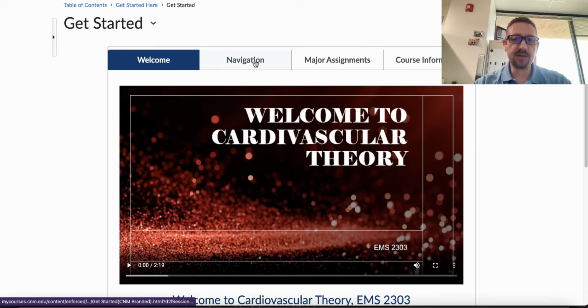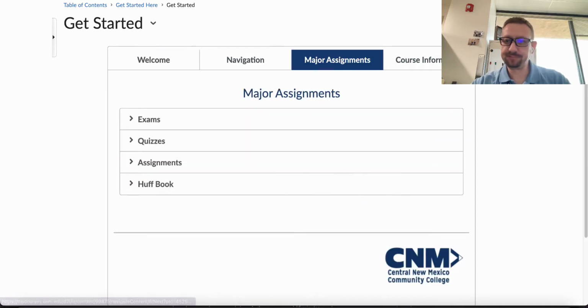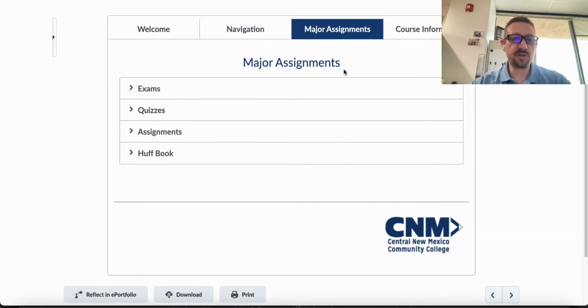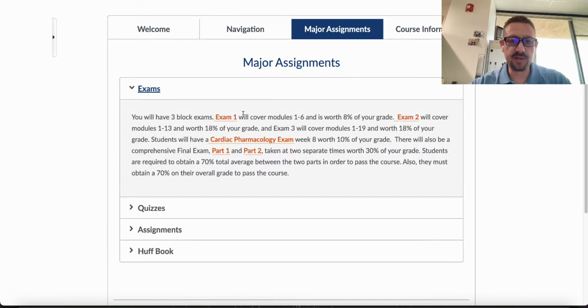All right. Now the navigation section, I'll let you view on your own, but it helps you figure out where things are in the course. I want to focus more on major assignments and course information. Here you can find information about the major assignments with links to find each of these components as you need to, and it has the same information that's in the syllabus about grading and what chapters are covered.